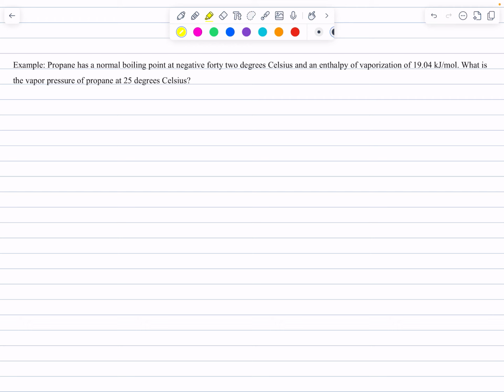We're going to do an example with vapor pressure with propane. Propane has a normal boiling point, and that's important, at negative 42 degrees Celsius. It also gives you the enthalpy of vaporization of 19.04 kilojoules per mole. Here's your question: what is the vapor pressure of propane at 25 degrees Celsius?